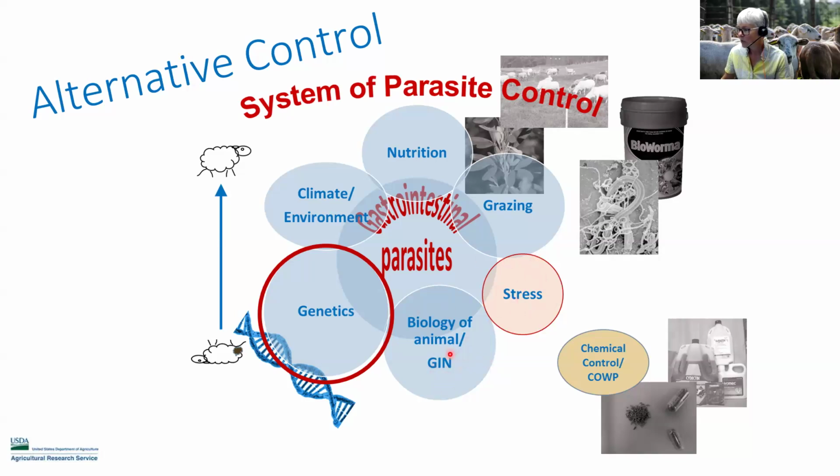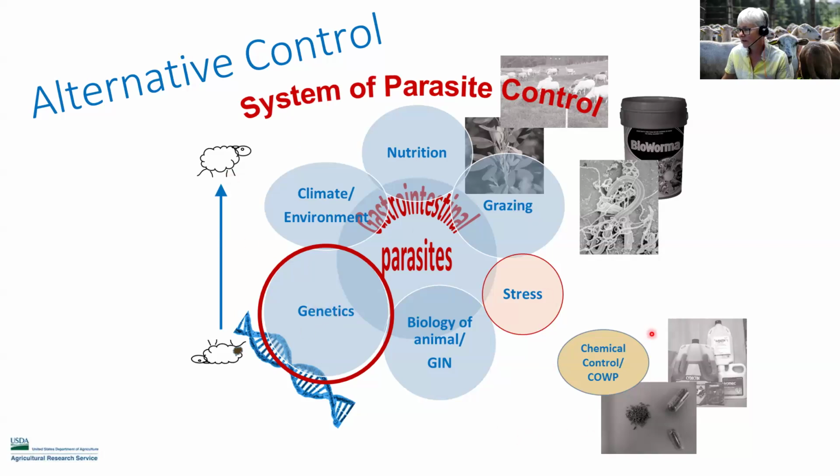considering the biology of the animal, whether they're around the time of weaning or in lactation. Those animals are going to be more susceptible than those in a maintenance phase. And then I put this big red circle around genetics because I think it's really important to have resistant animals. I'll show you an example of how, from a research standpoint, we got to be too resistant, which is a good problem to have for farmers.